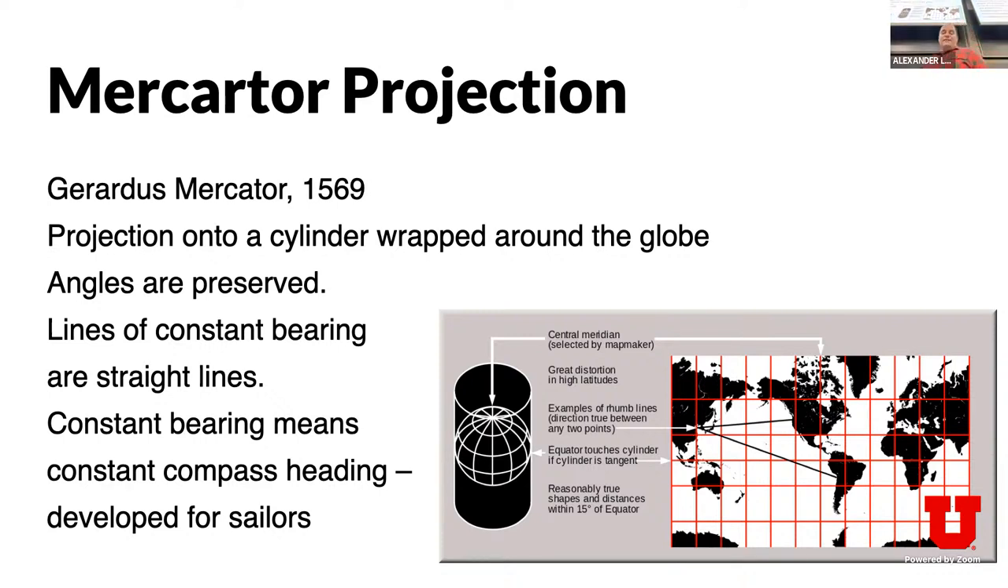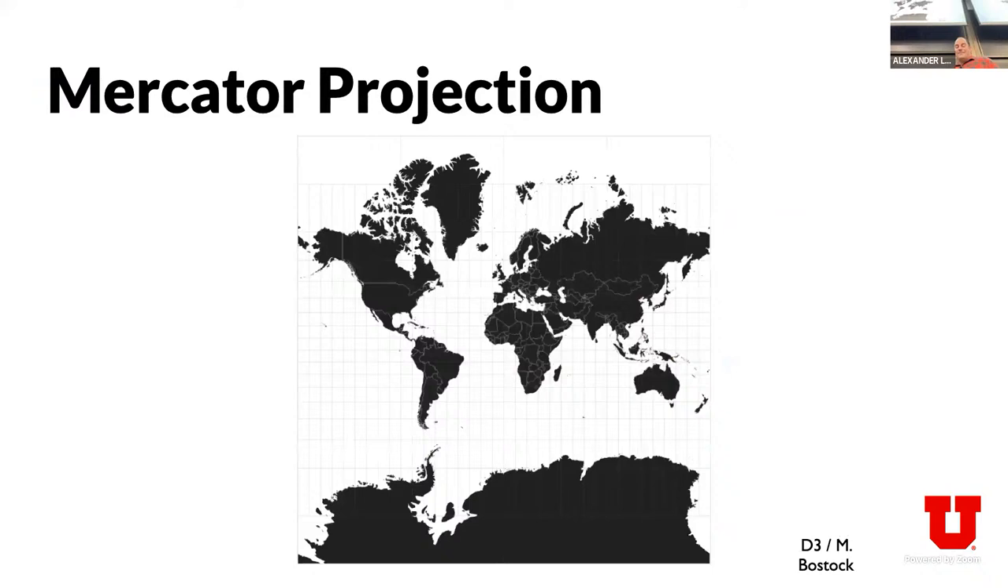The nice thing here is angles are preserved and lines of constant bearing are straight lines, which is important when you use a map to navigate, right? Especially at sea. So constant bearing means constant compass heading. And so this was a map that was useful for sailors. And so here is a D3 implementation of the Mercator projection. And as you already said, Antarctica is way too big.